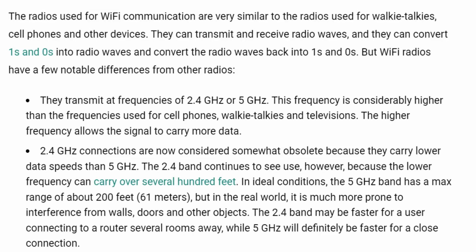So 2.4 GHz connections are now considered somewhat obsolete because they carry a lower data speed than the 5 GHz. The 2.4 band continues to see use, however, because the lower frequency can carry over several hundred feet. In ideal conditions, the 5 GHz band has a max range of about 200 feet, 61 meters, but in the real world it is much more prone to interference from walls, doors and objects. The 2.4 band may be faster for a user connected to a router several rooms away, while 5 GHz will definitely be faster for a close connection.